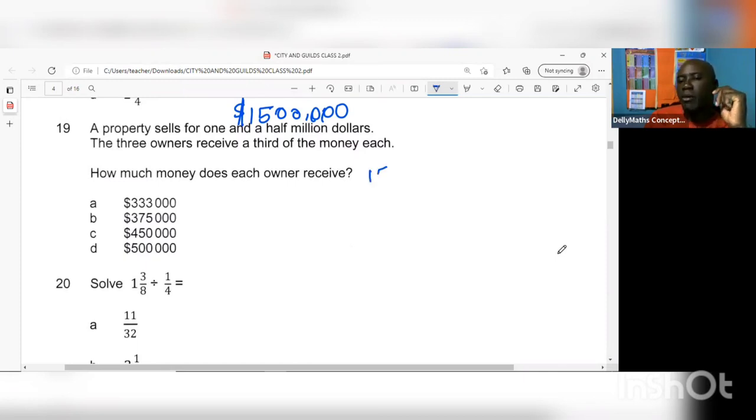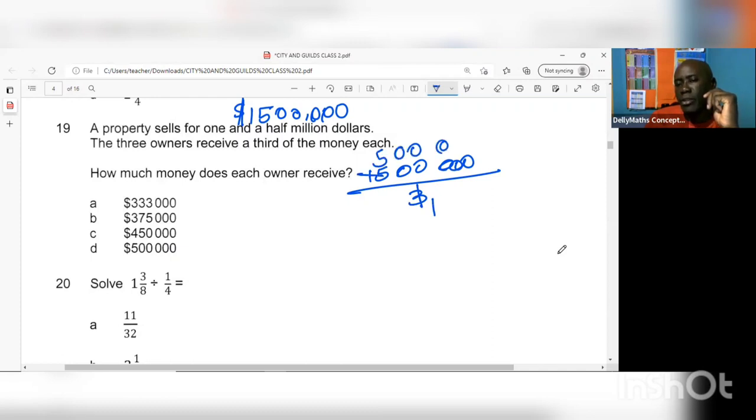So you're talking about 1,500,000 being divided up by 3. 3 into 1, 3 into 15, 5, 0, 0, 0, 0, 0. Each person will receive 500,000. All right, let's continue.